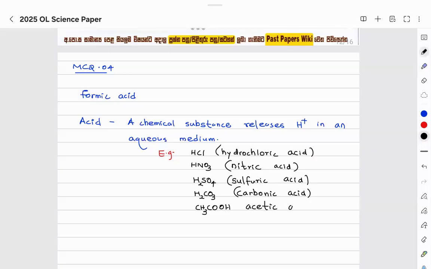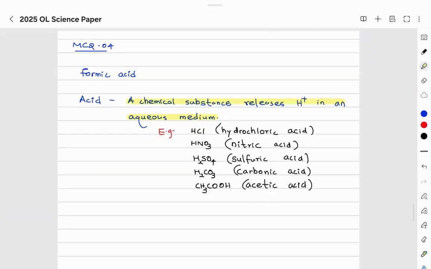Acetic acid is contained in vinegar, right? So likewise, we can go for a huge list. We can consider even phosphoric acid, H3PO4. So acid means a chemical substance that releases H plus in an aqueous medium. You have to remember that one. Now you know that these acids are releasing H pluses, right?